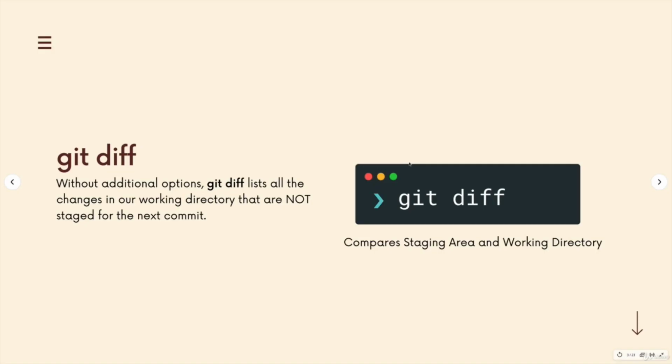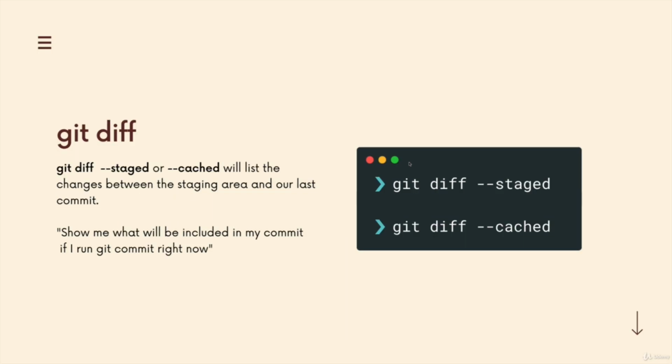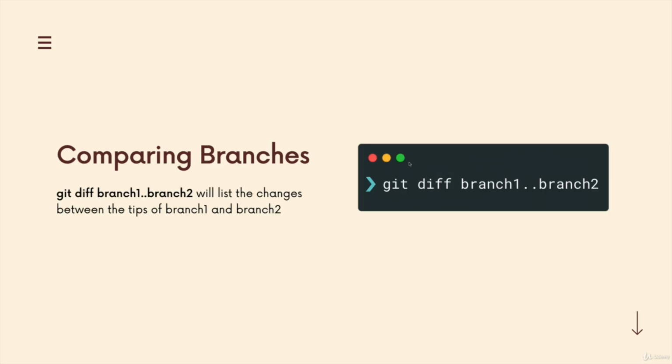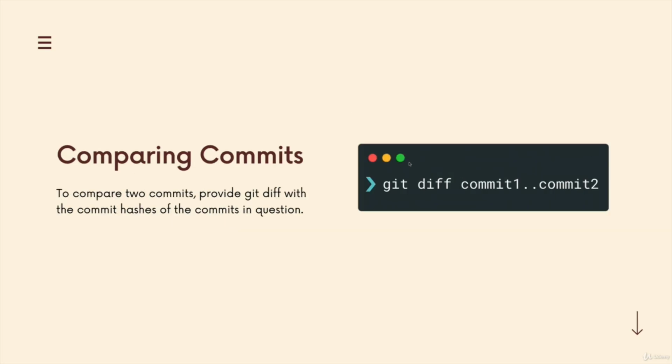All right, so now we're going to walk through some of the different ways of using git diff. We've got git diff, git diff head, git diff staged and cached, and then we have git diff head with a file name, git diff staged with a file name, branch names that we can use. We can put commit hashes in there. So there's a lot that we can cover. It all follows a very similar pattern though, so it's not super difficult.